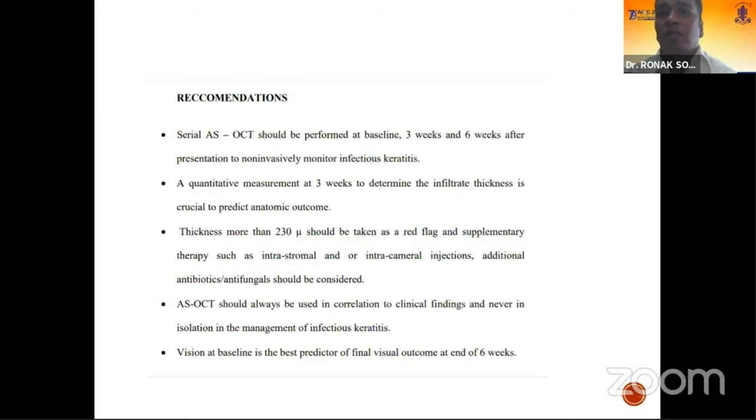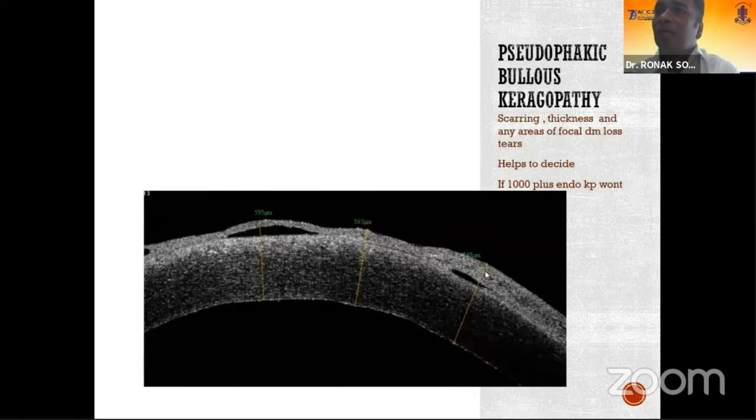Based on this study which we had done, a recommendation was made that a thickness of more than 230 microns should be taken as a red flag sign, and other modalities of treatment should be added. In pseudophakic bullous keratopathy, you can check for scarring, thickness, and areas of focal DM loss or tear. It helps you decide what kind of keratoplasty you want to do, or whether you want to stay on conservative management if it's in the initial stages.